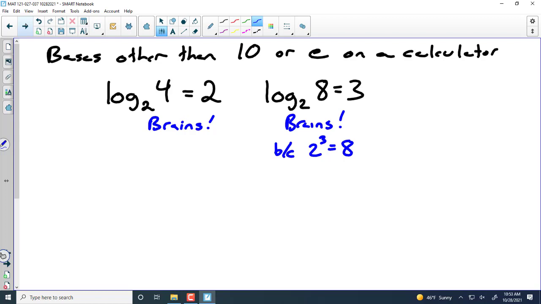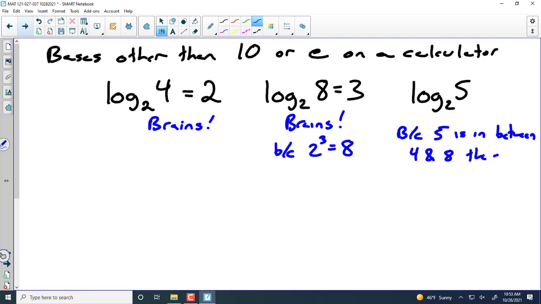Now this one right here, the only way you could solve that in your head is if you didn't belong in this class, because you would be smarter than me. Because I don't know what power I put on 2 to get 5. I do know this. Because 5 is in between 4 and 8, the answer is between 2 and 3. But I actually don't know what that is.